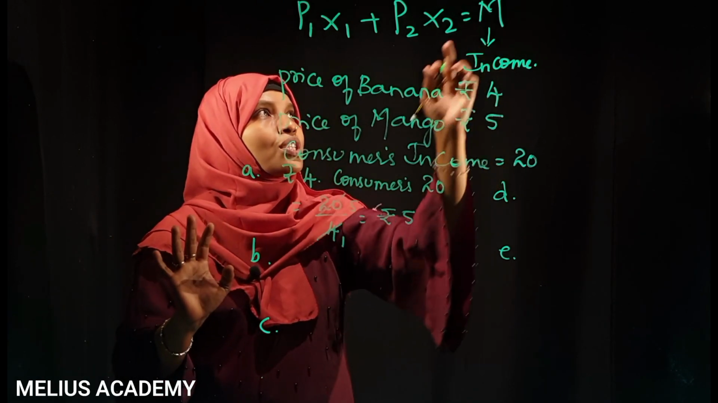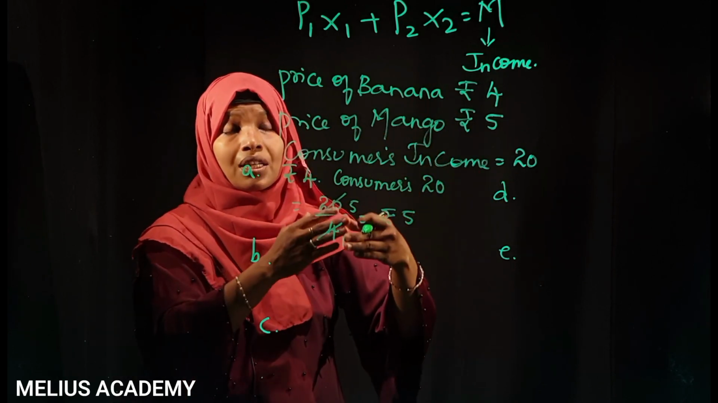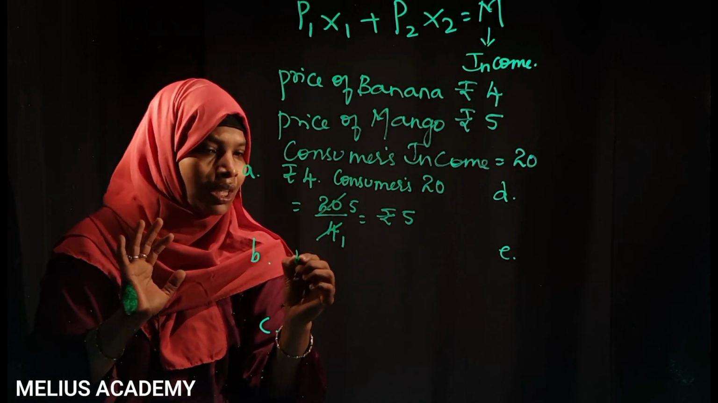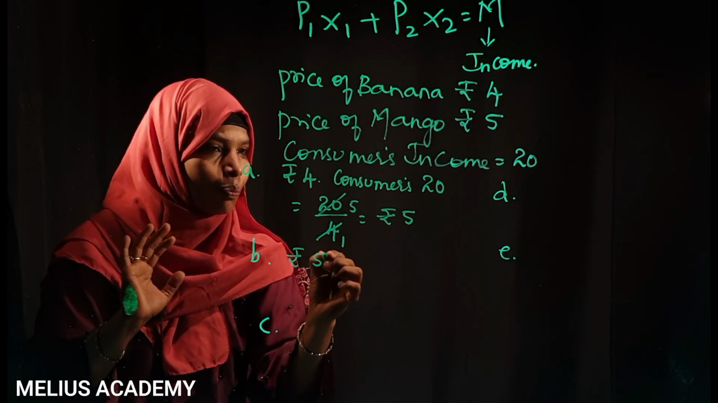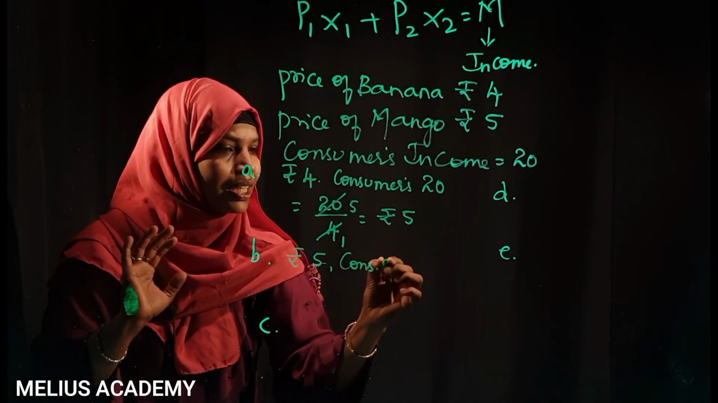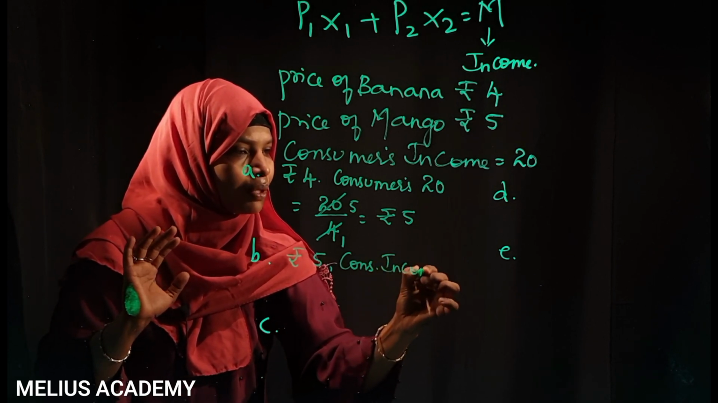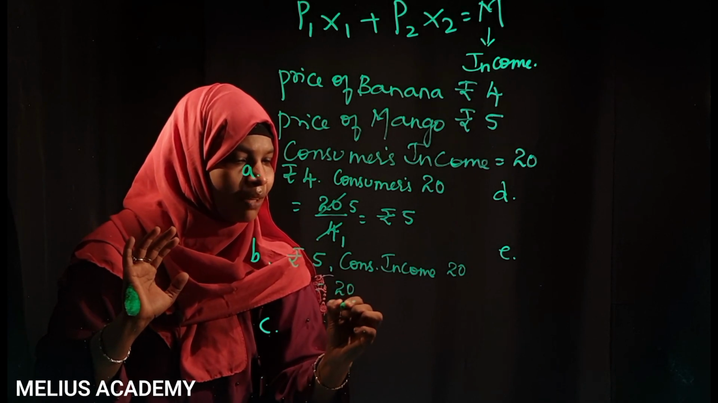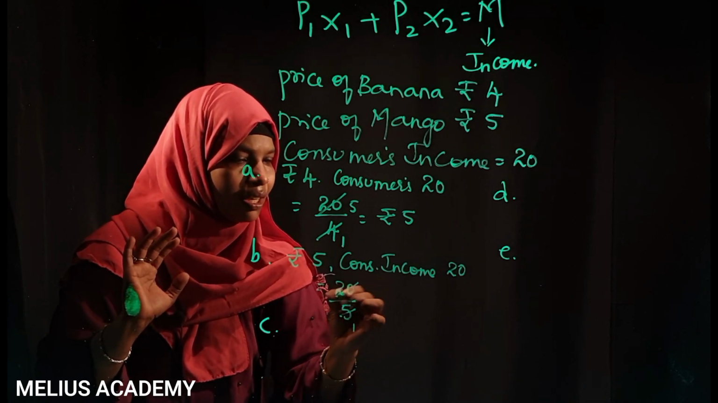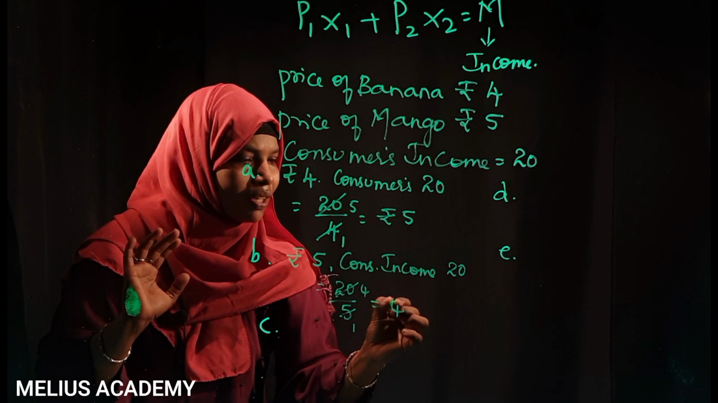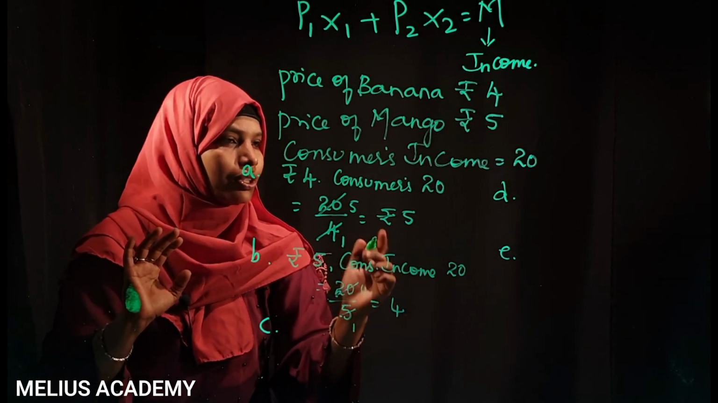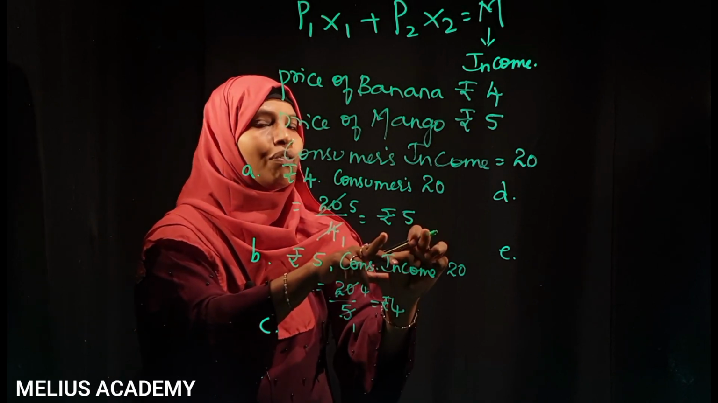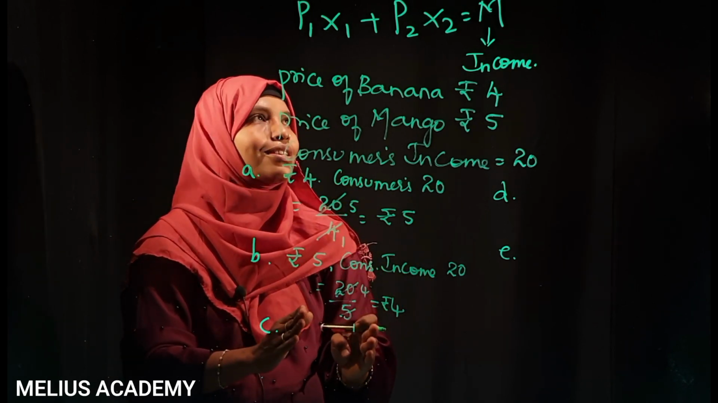Done. Now the second question is, how much of mangoes can she consume if she spends her entire income on that good? The price of mango is rupees 5. Consumer's income is rupees 20. What we have to do is 20 divided by 5. 5 ones are 5, 5 fours are 20. So you will get 4. In the first we got 5, and in this we got 4. Each carries 1 mark.